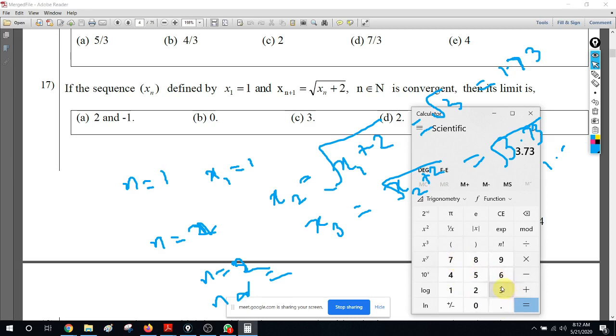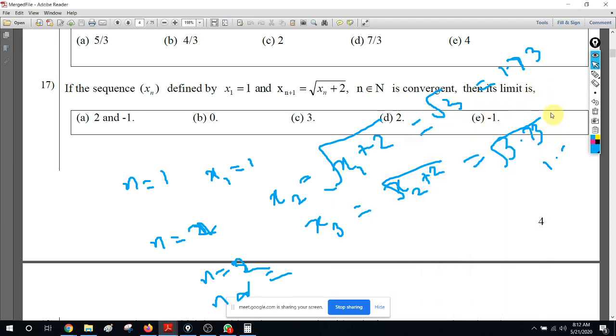3.73 something, right? It's root x to the power y, 0.5. It's again 1.93 something. You can see that it is getting closer to 2, right? It is getting closer to 2, 1.93 something. Then we have to say x n equal 3, then you will get x4.